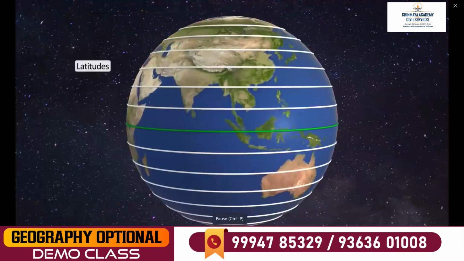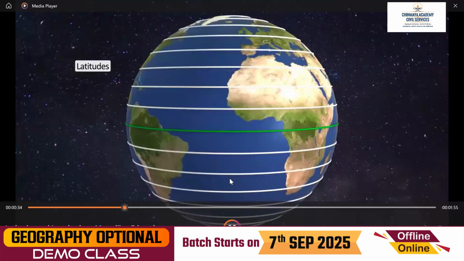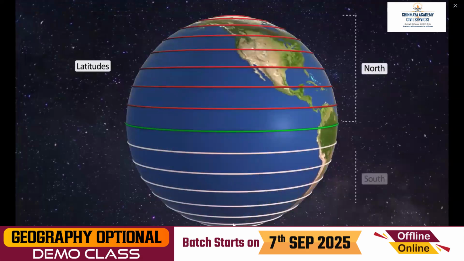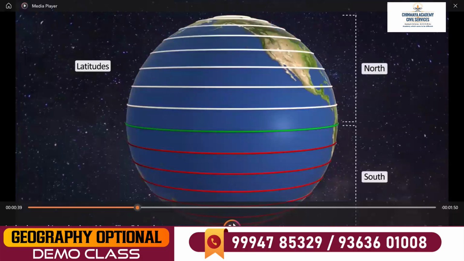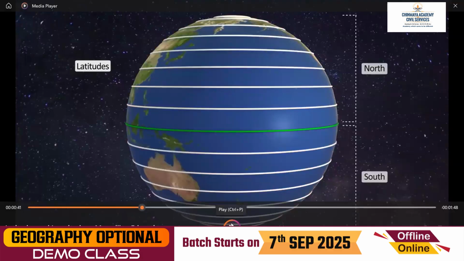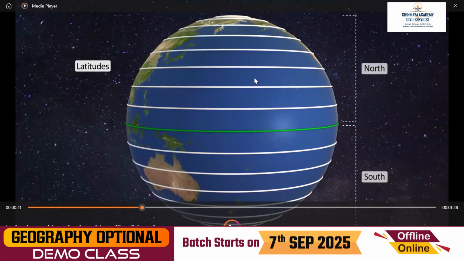Latitudes or parallels are imaginary lines drawn parallel to the equator towards both the north and south directions. Parallel horizontal lines. Parallel to what? Parallel to the equator is called latitude. Okay.